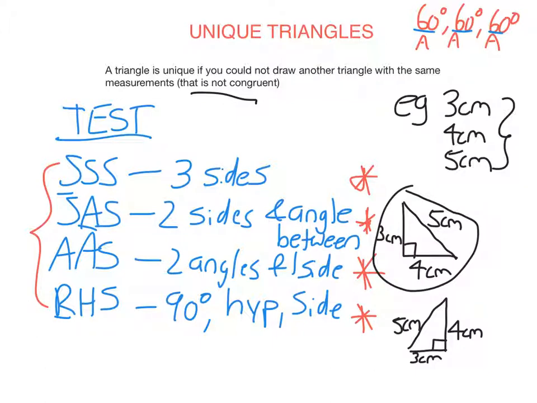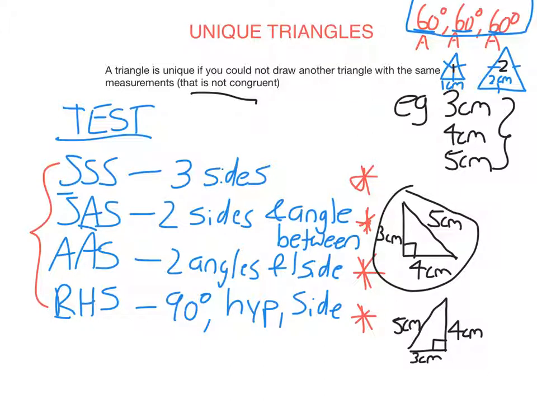Now, hopefully you know that if a triangle has all angles equal to 60, it must be an equilateral triangle. So I could draw an equilateral triangle with side length of, say, 1 centimeter, and it satisfies this. It has all angles equal to 60. But I could draw an equilateral triangle like this where each side was, say, 2 centimeters. The first one and the second one, they are not congruent, because they have different side lengths.